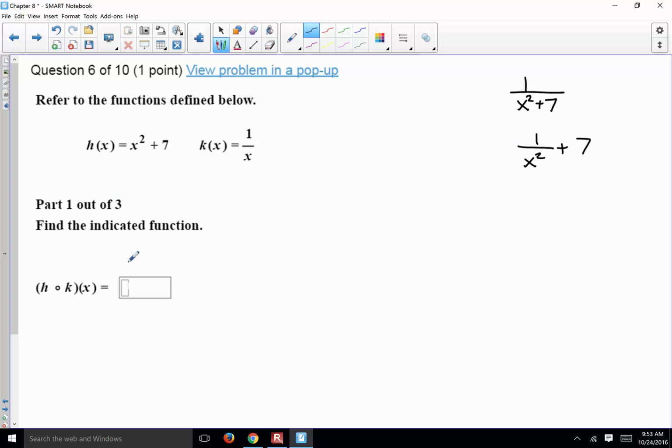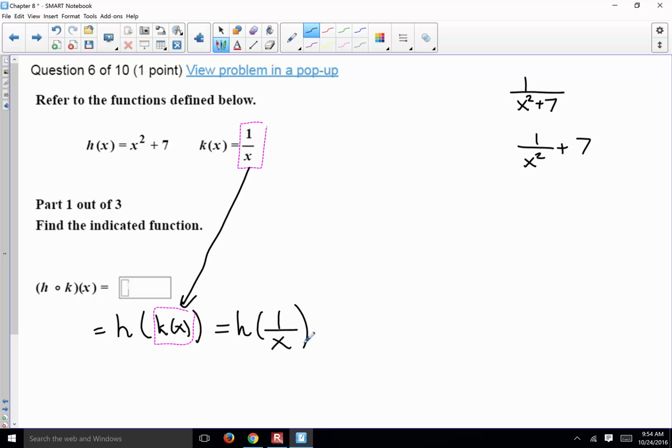Okay. Now, first off, H circle K means H is outside, K is going in, and operating on x first. So the input is going and visiting the K machine first. All you need to do is read what K does from the formula. K of x is 1 over x, and replace it. Okay?